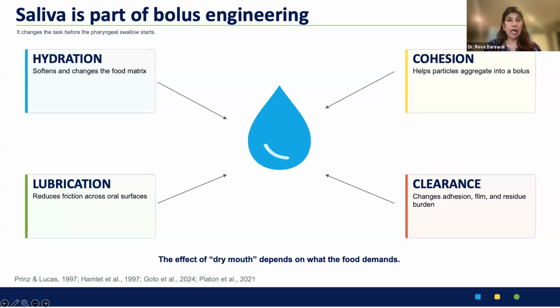So now I want to add in saliva. Saliva is not a background moisture. It is part of the food processing system. It hydrates the matrix. It lowers friction of food against mucosa. It helps those particles aggregate, and it changes how much material sticks to oral surfaces. But the same patient can look very different depending on whether that food demands saliva. So basically, we really need to pay attention to the food type in solids and what kind of solids would demand more moisture than others.